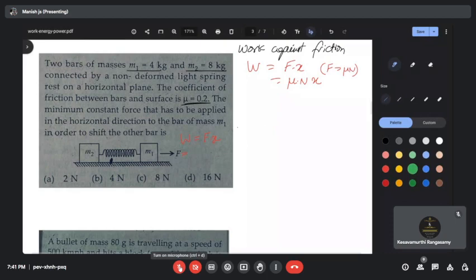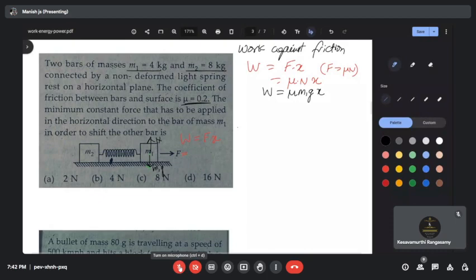Now what is N? N is nothing but the normal reaction, isn't it? Downwards you have the weight, with mass m1, so I'm drawing m1 into g acting downwards. Perpendicularly upwards you have the normal reaction force acting. So the normal reaction is balancing the weight. This relation becomes mu times, in place of N I can write m1 into g, into x. Are you guys getting it? That is the work done against friction: mu m1 gx.